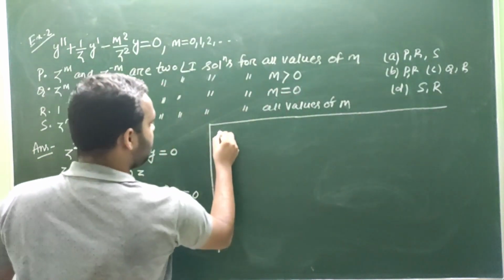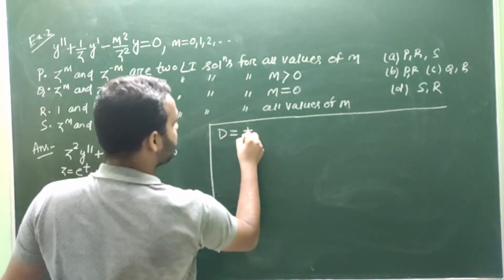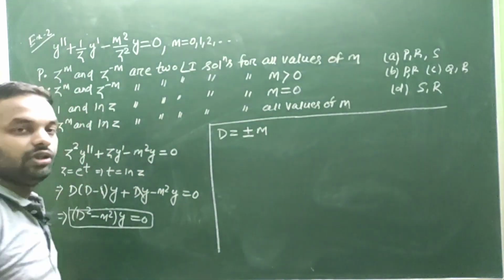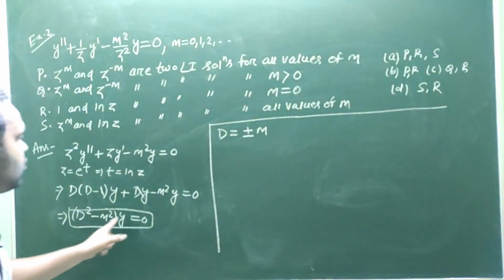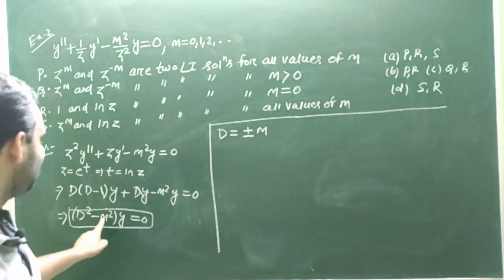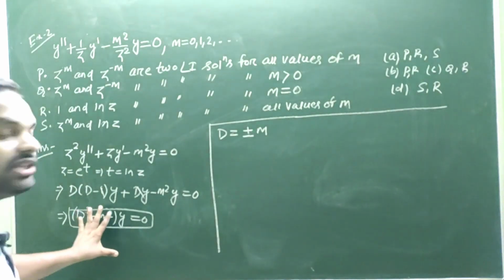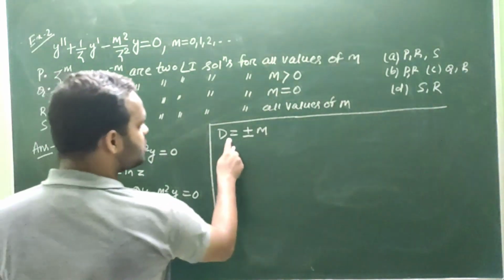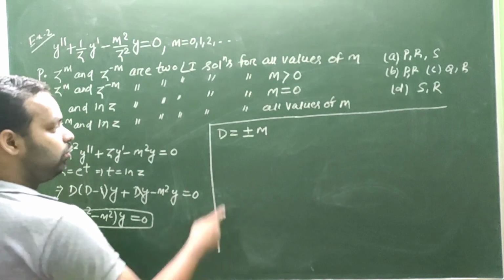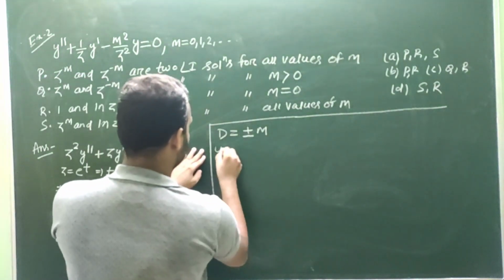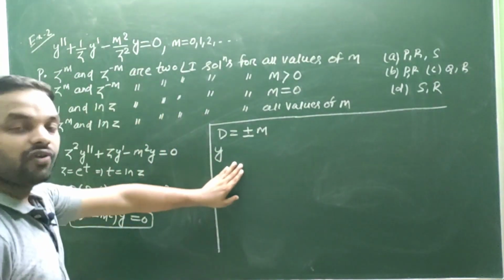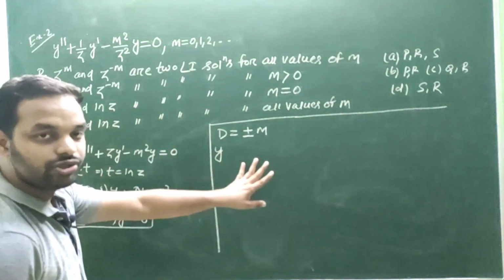You will simply get D is equal to plus or minus m. Right? I am not taking an auxiliary equation in terms of m because there is already m, so I am just keeping this as it is. You will get D is equal to plus or minus m, and you know how to find the complementary function. I am not writing down the complementary function CF as well because this is the only solution.